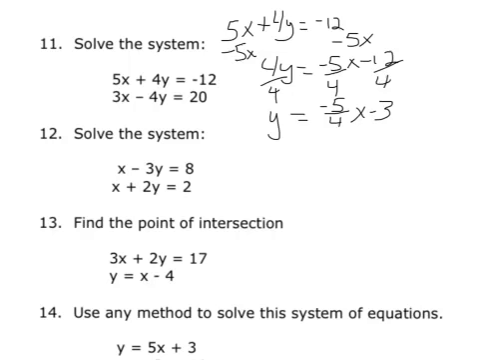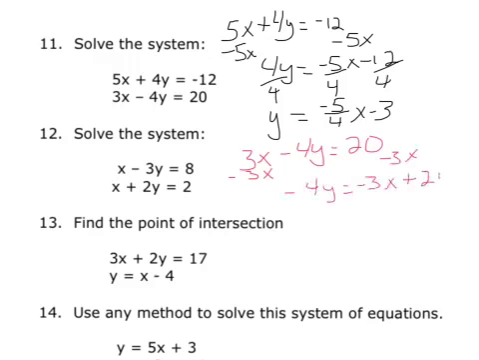Do that one in red, so we have 3x minus 4y equals 20. We're going to move the x's and divide everything by negative 4. I'm left with y equals 3/4 x minus 5.